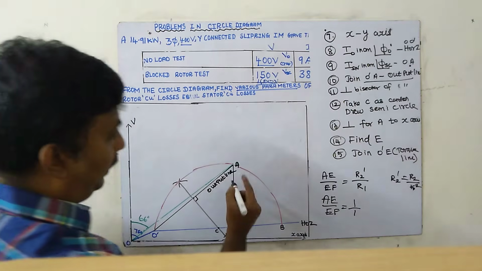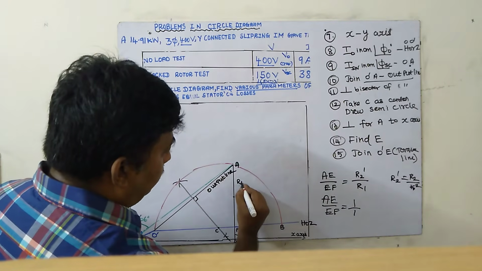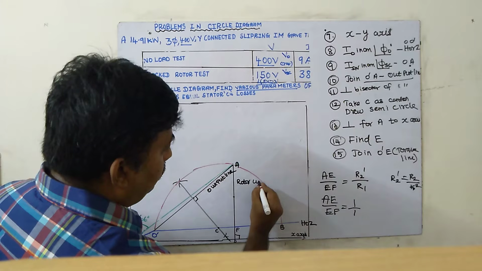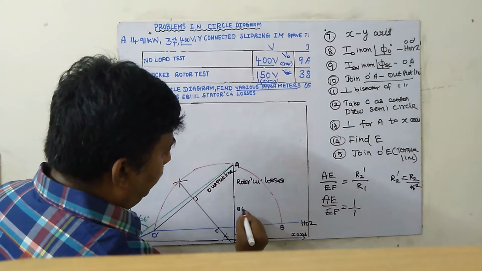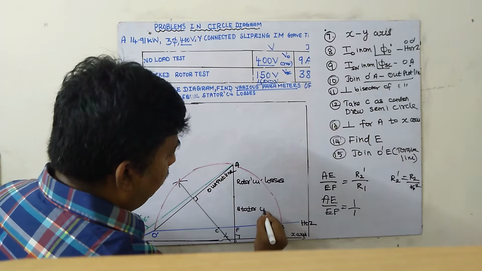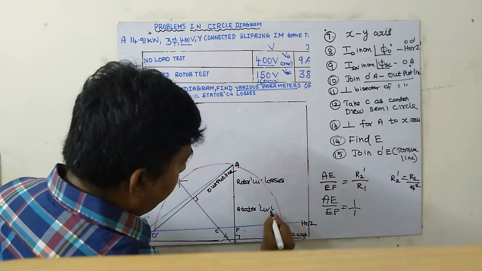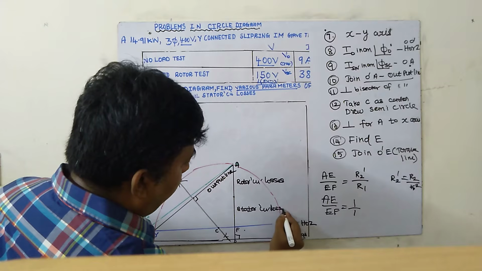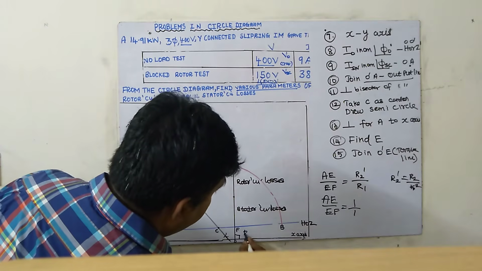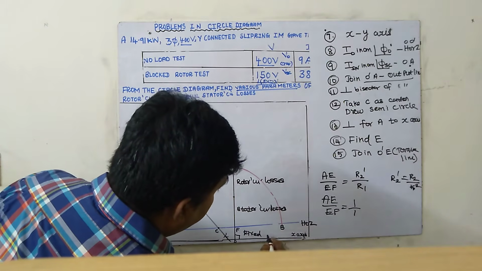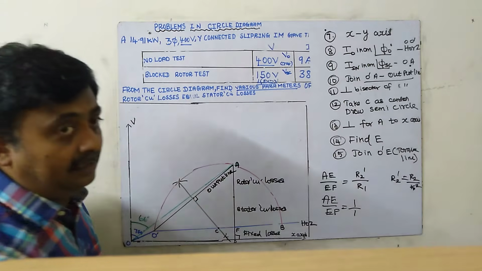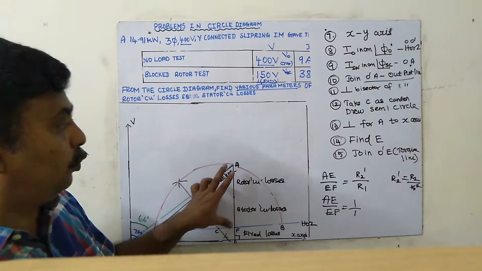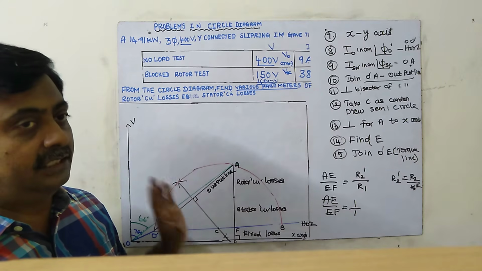The upper part is called rotor copper losses, and the lower part is called stator copper losses, and this is the fixed losses. These are all at standstill and at heavy current. This is not the original value at heavy current.